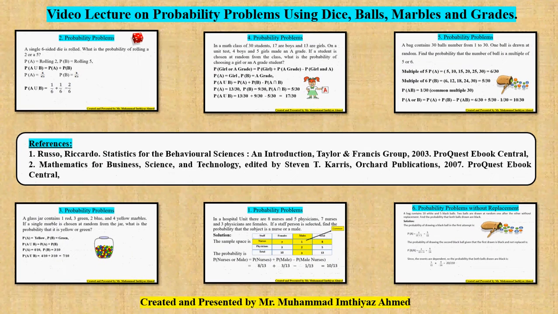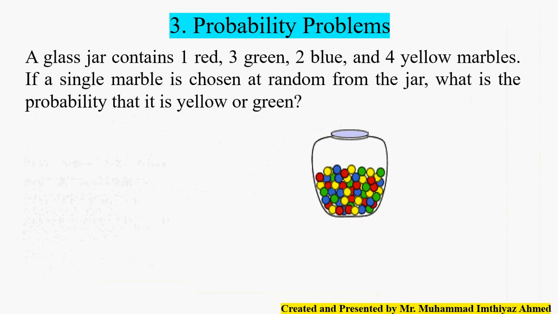Third, let us solve problems using marbles in a glass jar. A glass jar contains 1 red, 3 green, 2 blue and 4 yellow marbles. If a single marble is chosen at random from the jar, what is the probability that it is yellow or green? So to find out the probability, we need to add the total 1 red, 3 green, 2 blue, 4 yellow. This total comes to 10. So let us solve the problem.